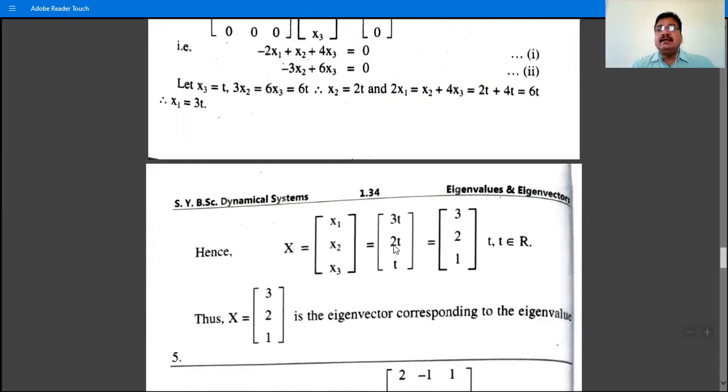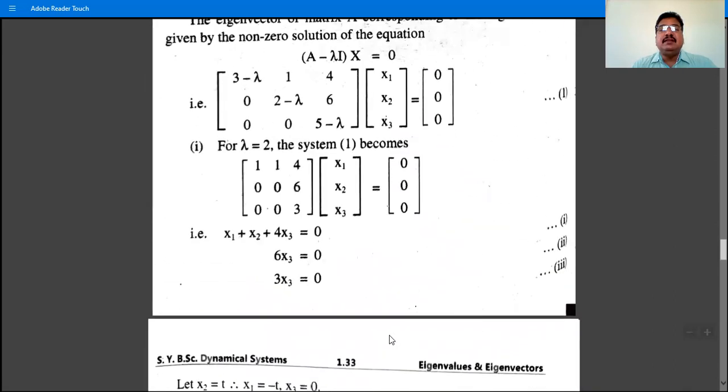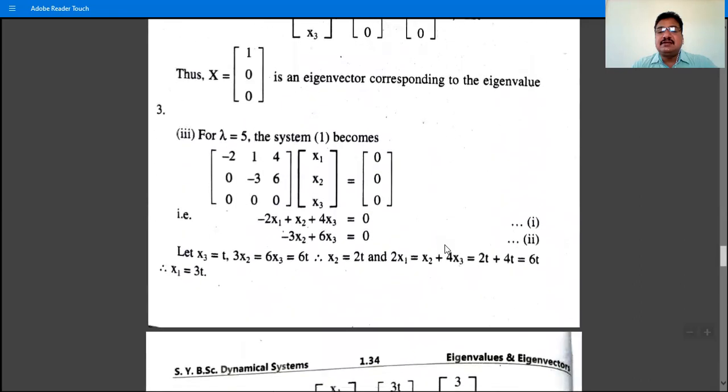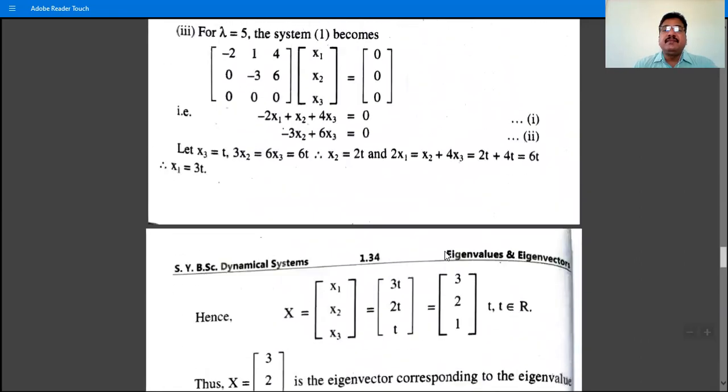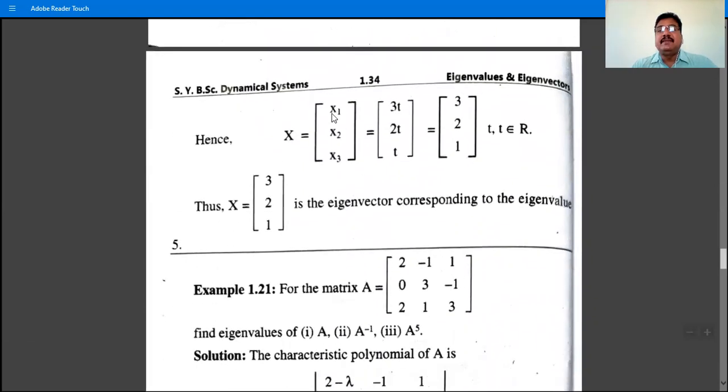Okay. So how can we check these values are correct? We can tally these values. Substitute these values of x1, x2, x3 in this equation number 1, and multiply these two brackets. If you have 0, 0, 0 as the answer, then we say the answer is correct. So we can tally the answer. But this format is not unique. That depends on your calculation. So x1, x2, x3, take t as common, 3, 2, 1, where t belongs to R.